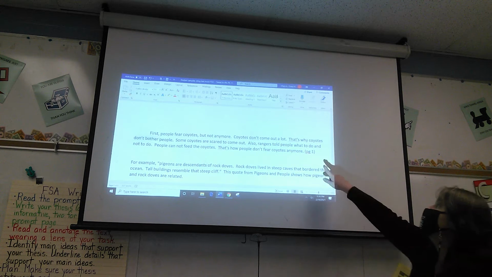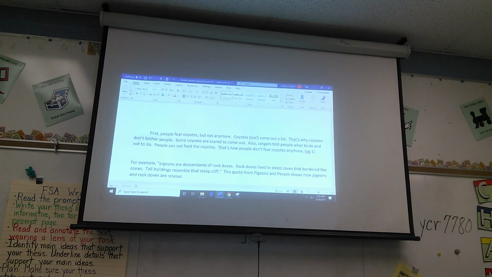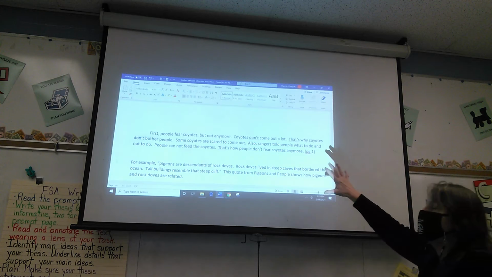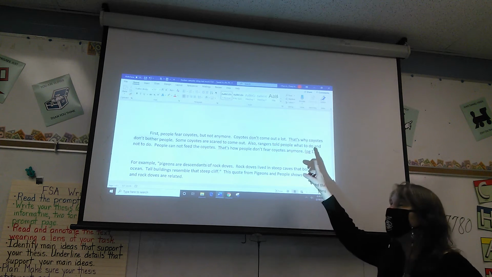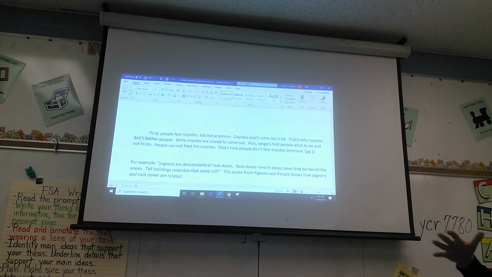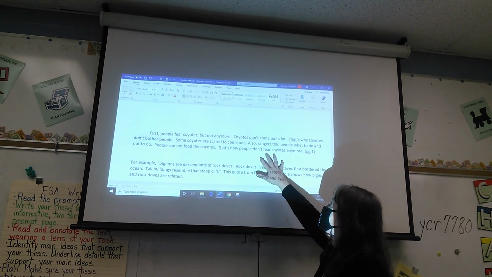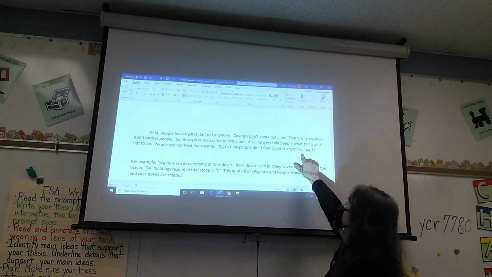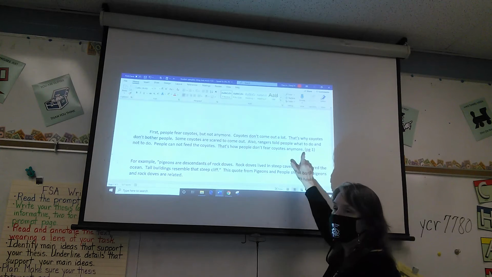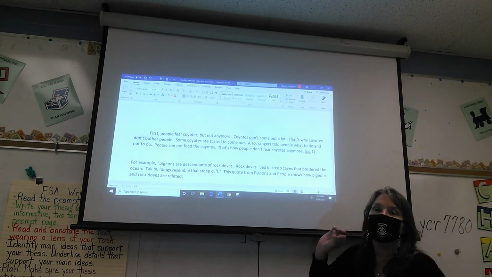Okay? This person cited, they put in parentheses, page 1. A couple of things are wrong here. Obviously, we don't have what source it came from. This is an article, and articles have paragraph numbers. That last sentence, that's how people don't fear coyotes anymore, is really probably not part of the source. And I will tell you that this person did this throughout their essay. Every paragraph at the end, they gave a page number.